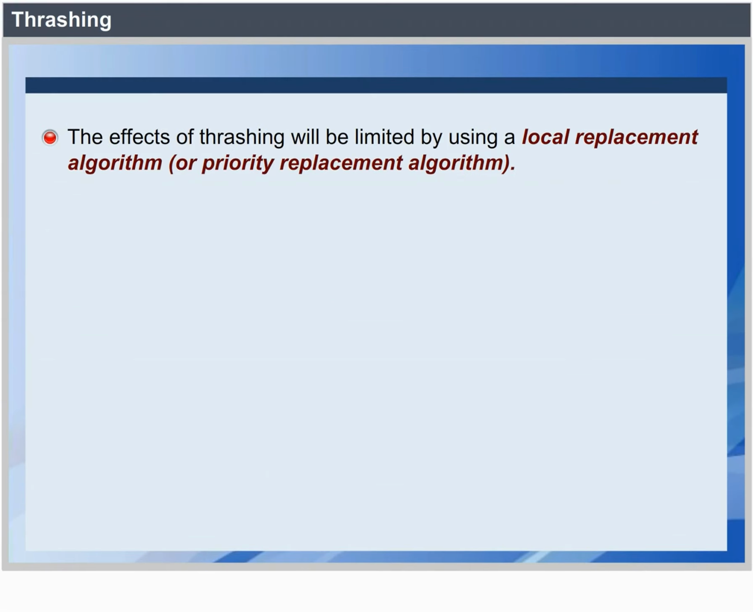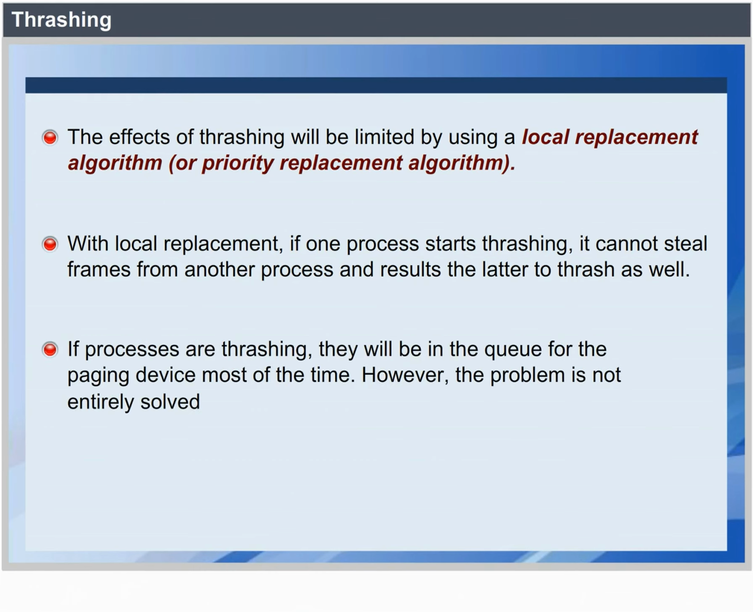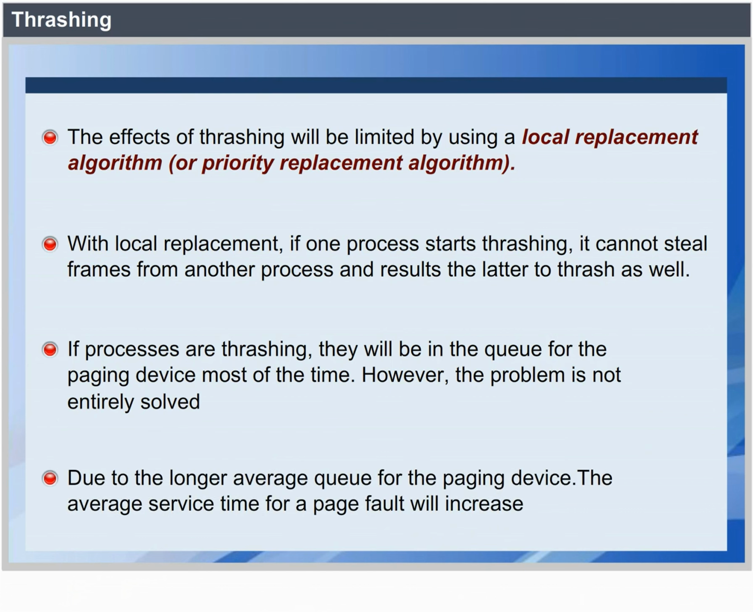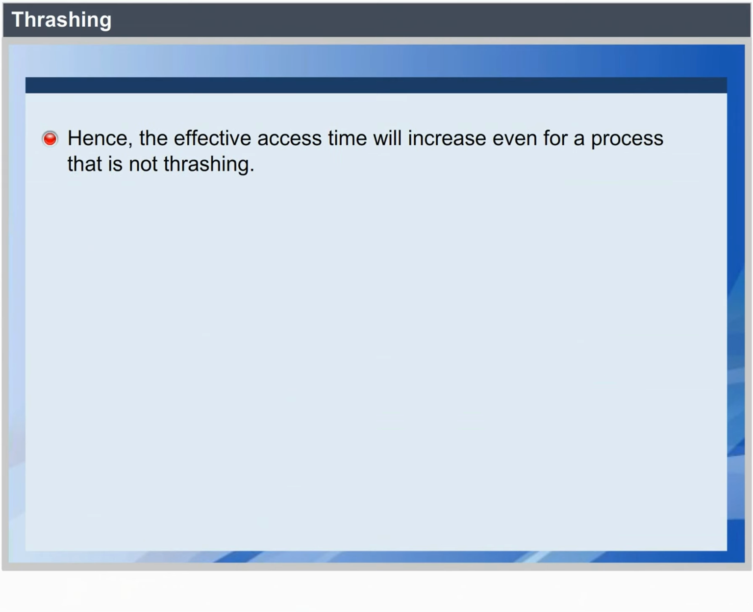With local replacement, if one process starts thrashing, it cannot steal frames from another process and cause the latter to thrash as well. However, the problem is not entirely solved. If processes are thrashing, they will be in the queue for the paging device most of the time. The average service time for a page fault will increase because of the longer average queue for the paging device. Thus, the effective access time will increase even for a process that is not thrashing. To prevent thrashing, we must provide a process with as many frames as it needs. But how do we know how many frames it needs?